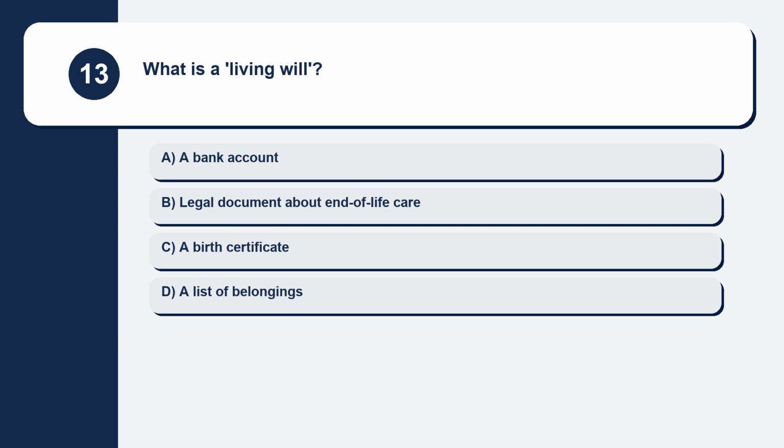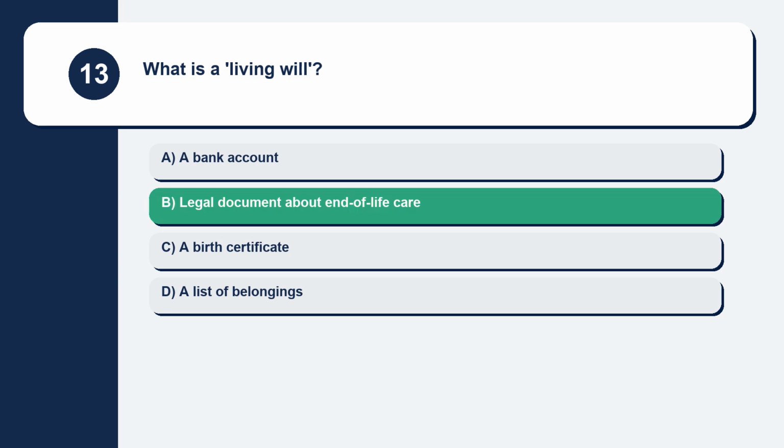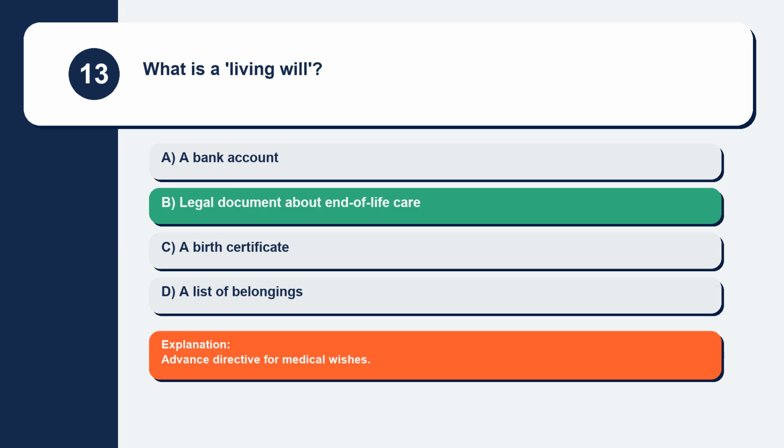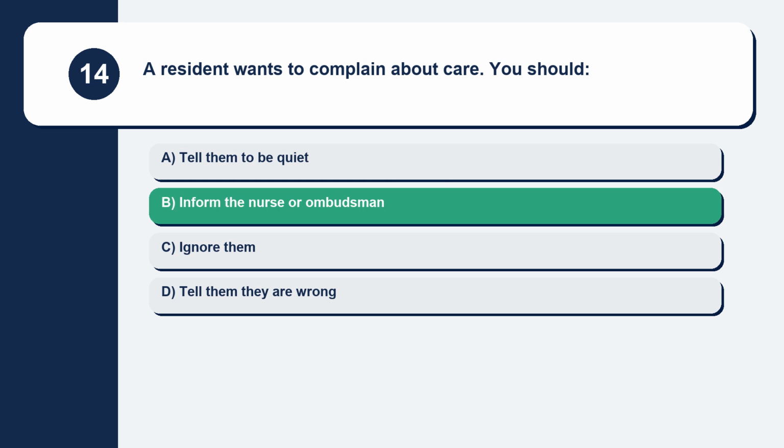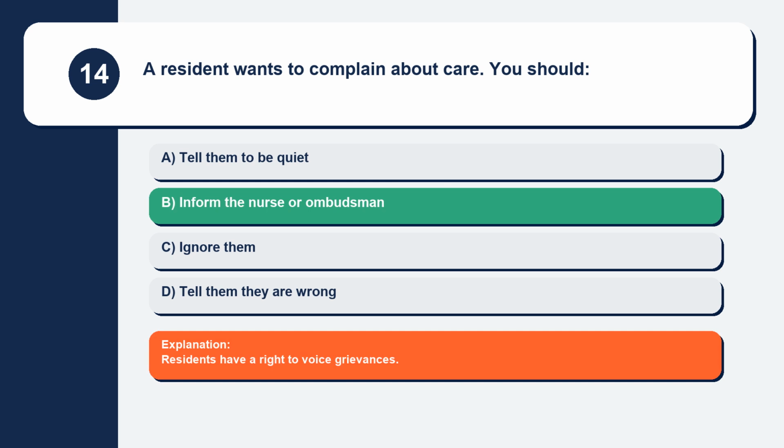Question 13. What is a living will? A bank account, a legal document about end-of-life care, a birth certificate, a list of belongings. Advance directive for medical wishes. Question 14. A resident wants to complain about care. You should tell them to be quiet, inform the nurse or ombudsman, ignore them, tell them they are wrong. Residents have a right to voice grievances.